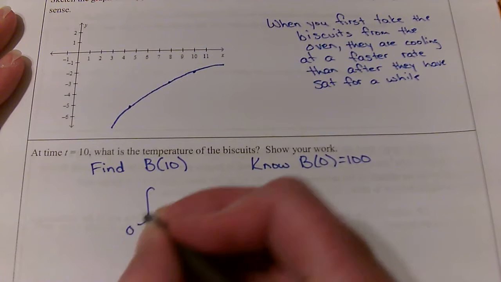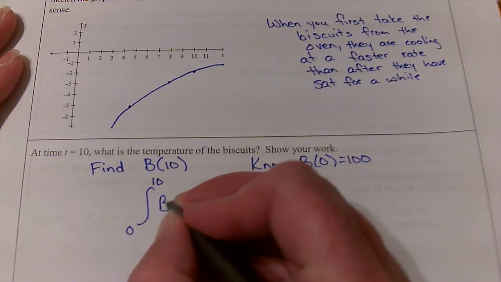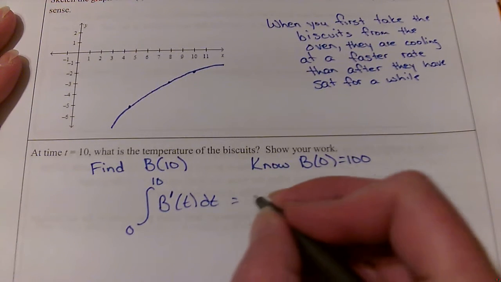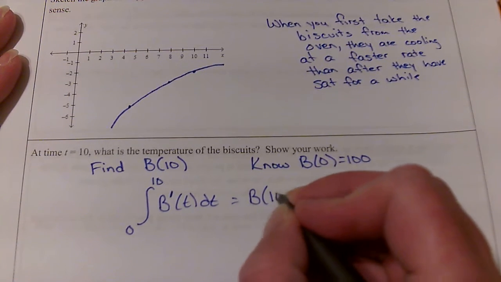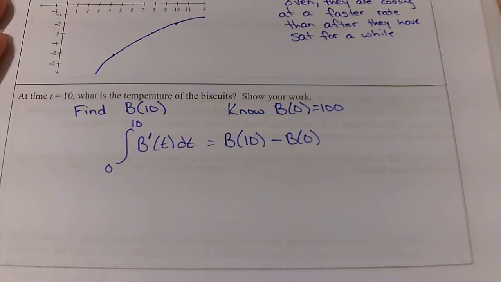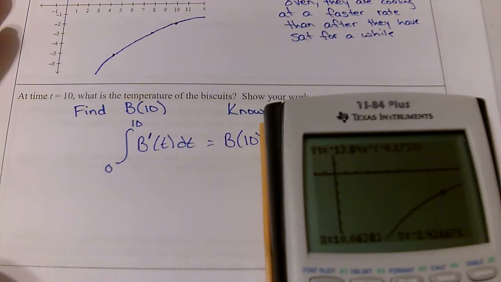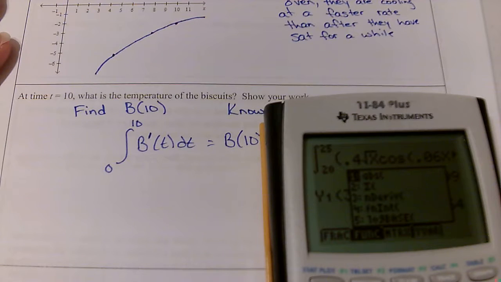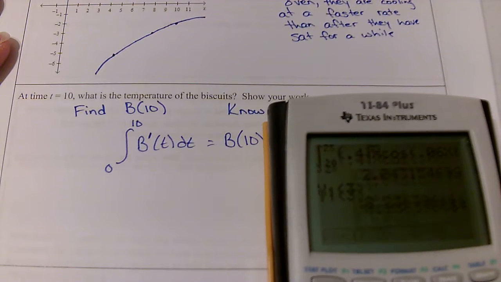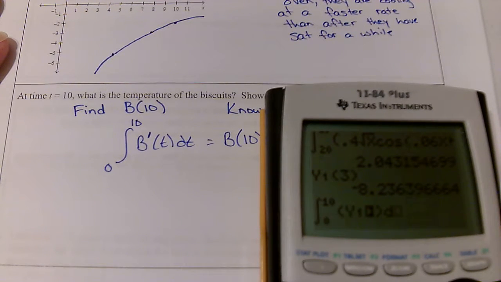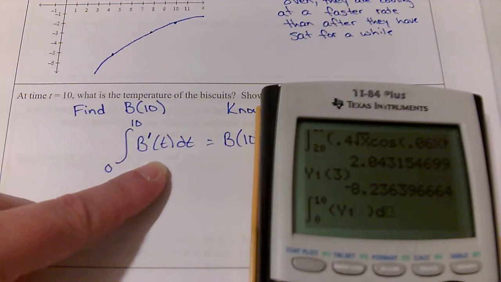Well, I can find that. The integral of B prime from 0 to 10 is going to give me that change in the temperature, the temperature at the end minus the temperature at the beginning. And since we have that function saved in y1, we can go alpha f2, go down to integral, and go from 0 to 10 of our y1, that is our derivative function.